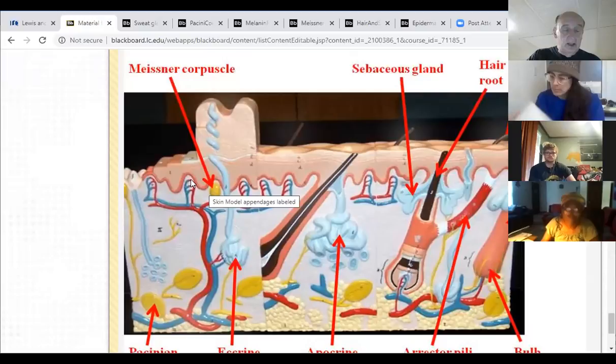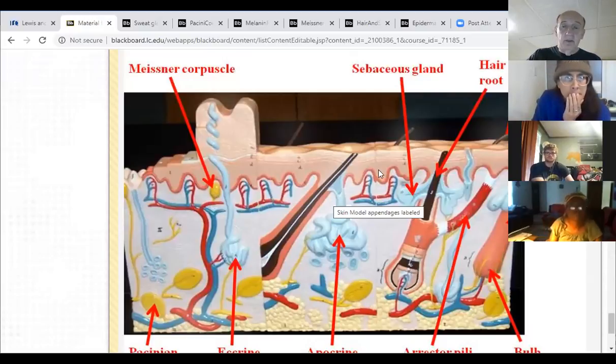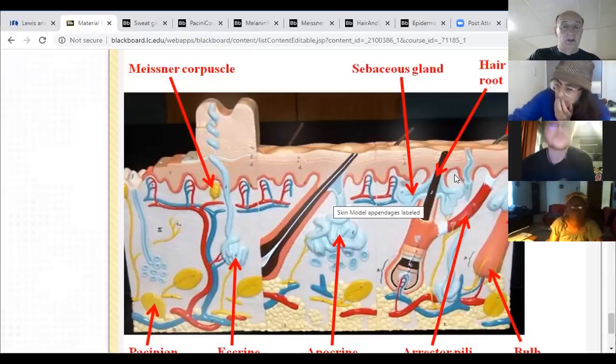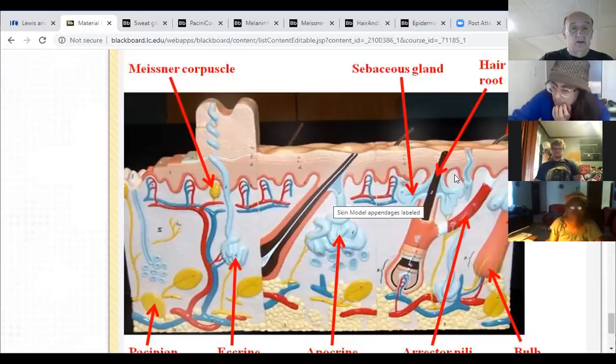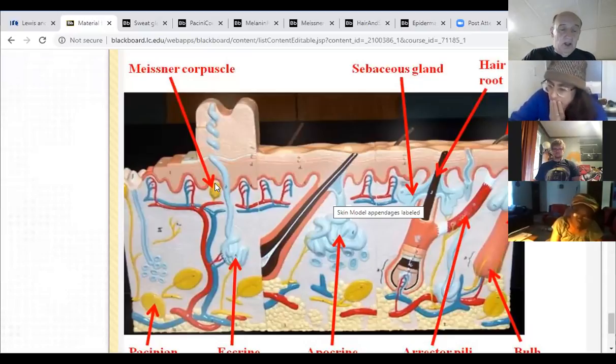You might want to take a note of this. Dermal papillae represent these finger-like invaginations. This is the papillary region of our dermis. And in many of those crevices, we find a Meissner corpuscle hidden. The Meissner corpuscle detects touch. Sometimes it is called the receptor of touch.